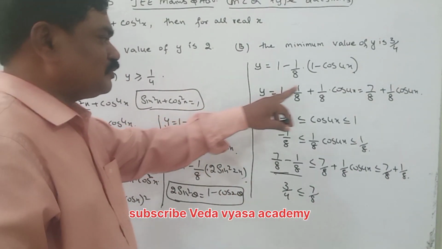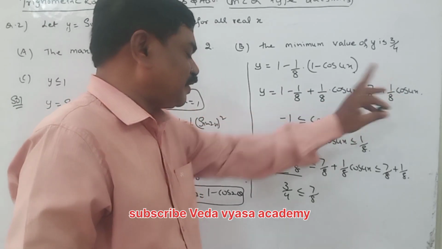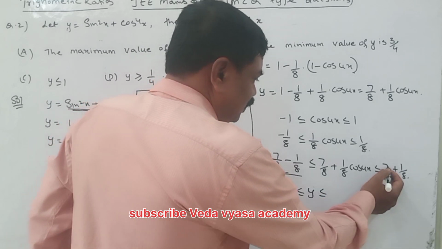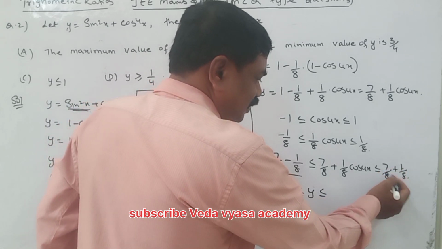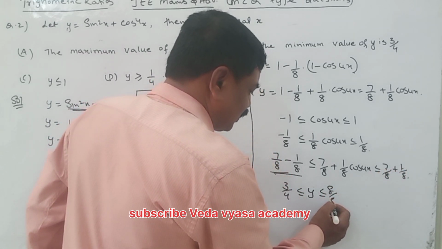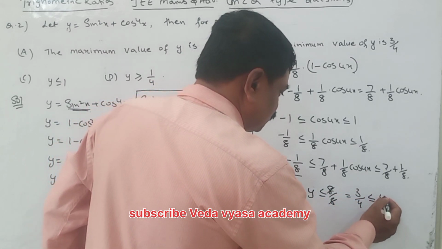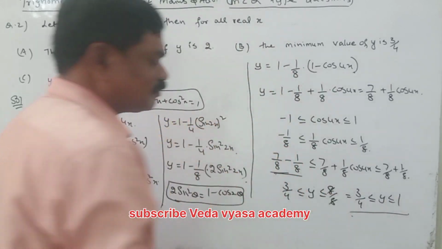Y is equal to 7/8 plus 1/8 cos 4x. So this is y less than or equal to 8/8. 8 is the LCM, 7 plus 1, 8/8 is equal to 1. So 3/4 less than or equal to y less than or equal to 1.